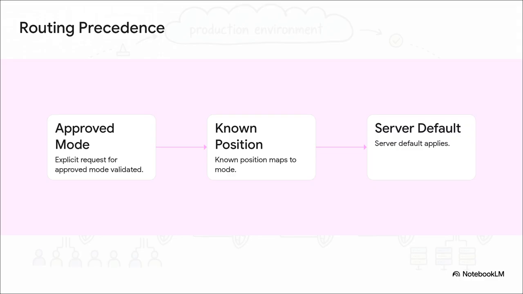Step 2. If no mode is supplied, but there is a known position, the application maps that position to a specific mode. Step 3. If neither is supplied, the server default kicks in. But what happens if an unknown position is sent when strict routing is enabled? It fails right at the application boundary. This clear precedence makes diagnostics a breeze. Your policy metadata can explicitly report the effective mode, the position, and the action gates for every single request.